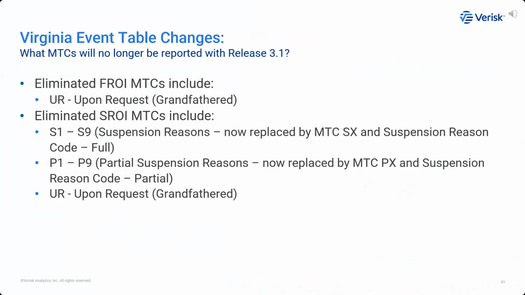In Release 3, we allow the SROI UR to come in periodically to update claims and bring us the current snapshot or current picture of that claim. In Release 3.1, we will no longer use the UR for that purpose. It will simply be used to transition claims with SROI payments from Release 3 to 3.1.